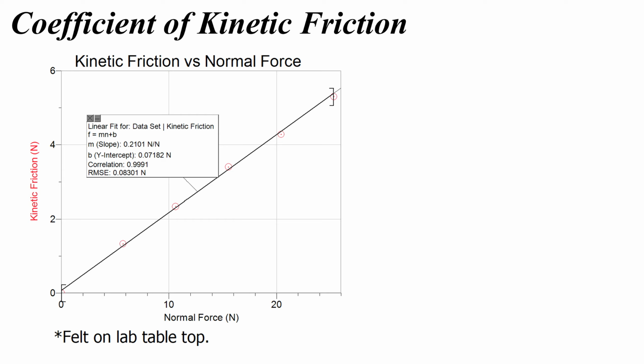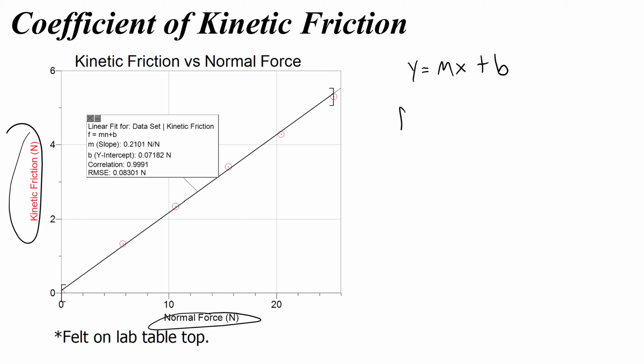So now let's take a look at the coefficient of kinetic friction. Here we have data from the same sled with a felt surface on a lab tabletop being moved, but now instead of pulling on the object until it begins to move, it constantly moves. And so we have a measure of kinetic friction versus normal force. Similarly, this is a linear relationship, y equals mx plus b, where we would say that y is Fk for the kinetic force of friction. The intercept is so small that it's basically 0. And for normal force, that's what we would do for x.